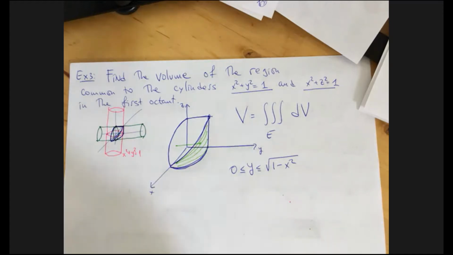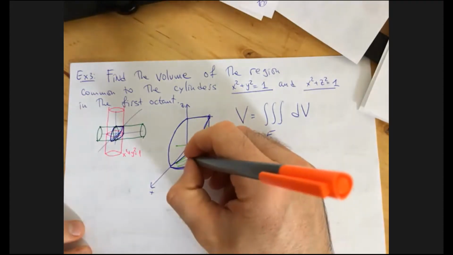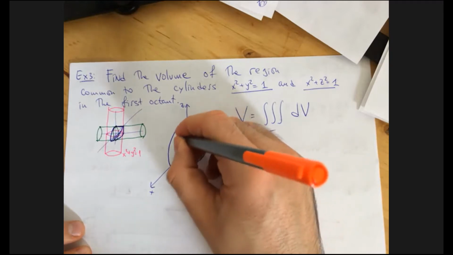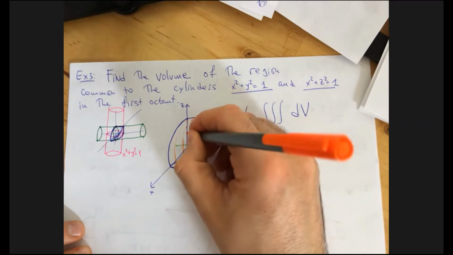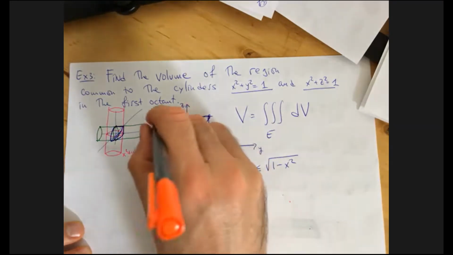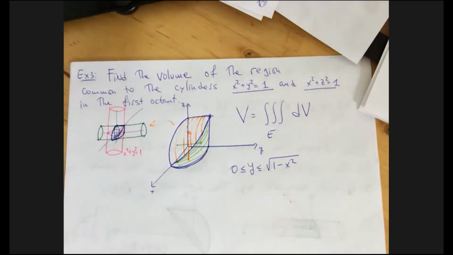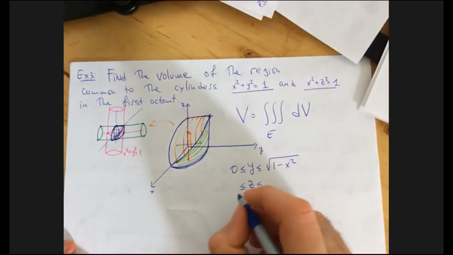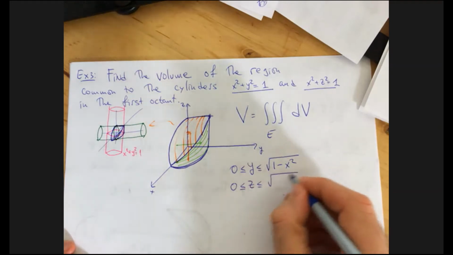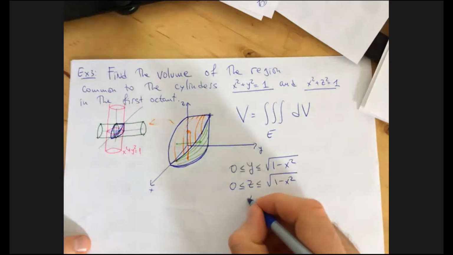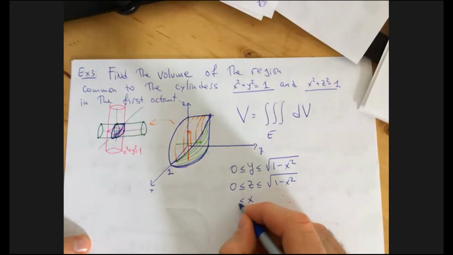Now x or y, z. Doesn't really matter, so let's take z. z goes from 0 to this surface right here. This surface is part of this cylinder, right? Of the cylinder x squared plus z squared is equal to 1, which means z is bounded between 0 and square root of 1 minus x squared. And then at the end, x goes from 0 to 1.